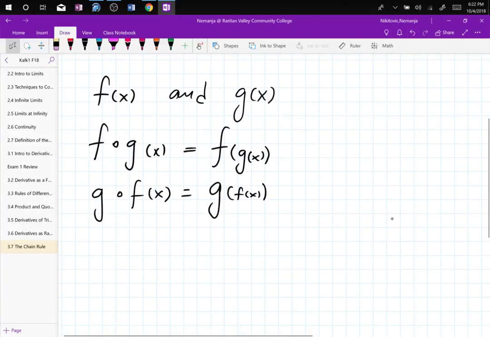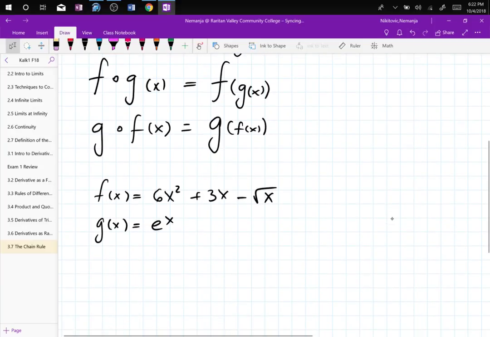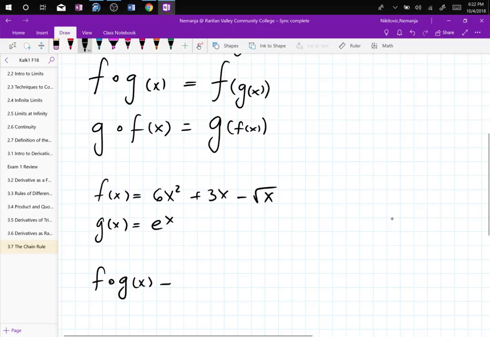So now, if I define f of x to be, say, 6x squared plus 3x minus square root of x, and I define g of x to be, how about e to the x is fine. I can create function composition by plugging g into f.